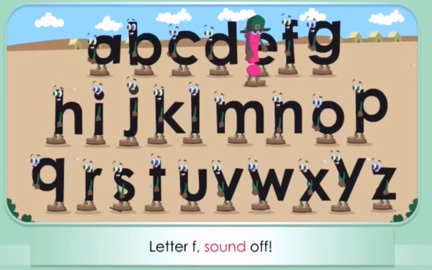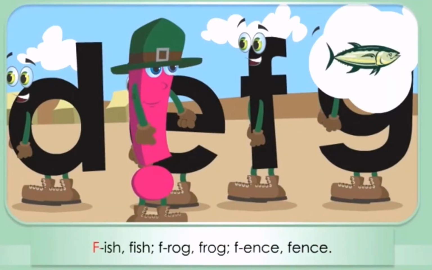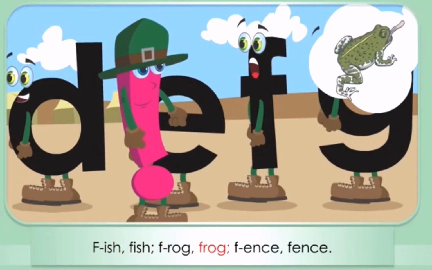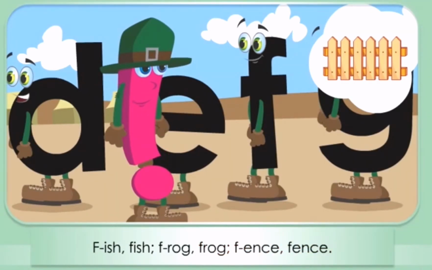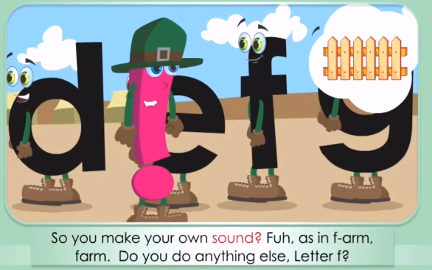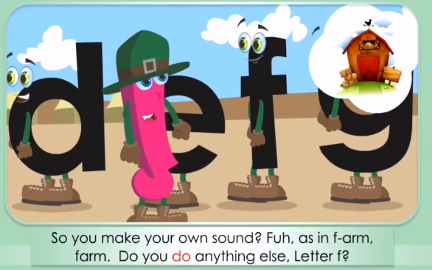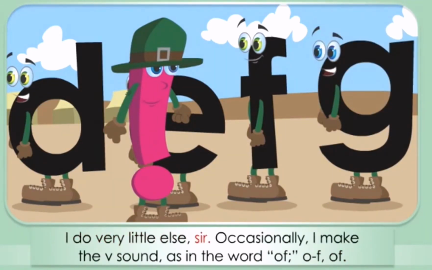Letter F. Sound off. Sir, I am the letter F. I am a consonant. I make the F sound. F-ish, fish. F-rog, frog. F-ence, fence. So you make your own sound. F as in farm. Do you do anything else, letter F? I do very little else, sir.